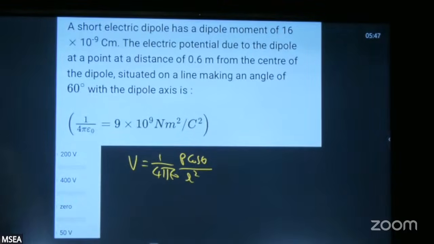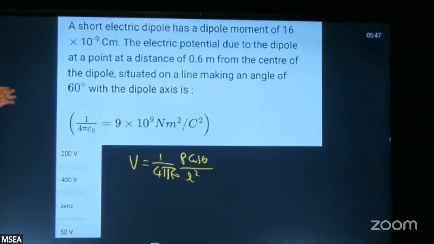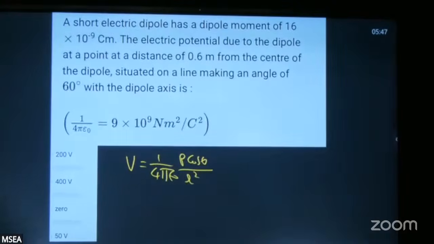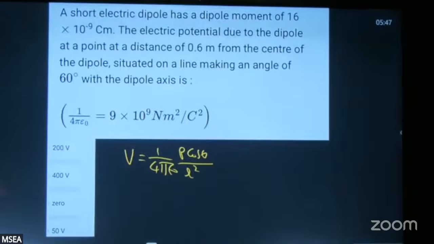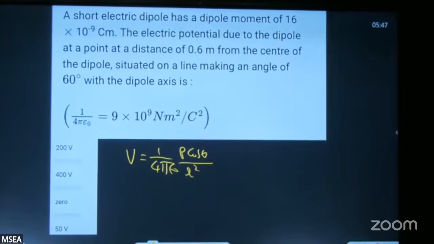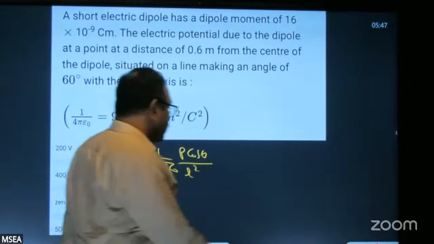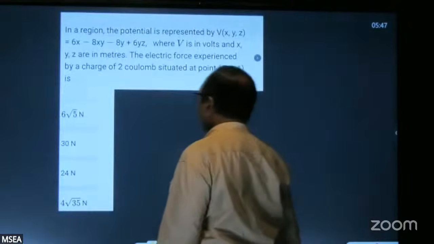Okay? Right. As I told already, everything is given, you can calculate electric potential. If it is the electric potential on the equatorial line, it becomes 0. Next, we go to the next question.